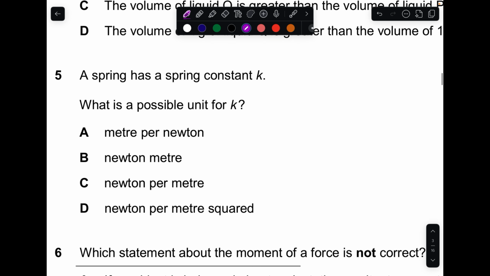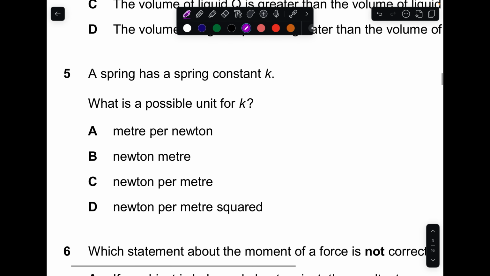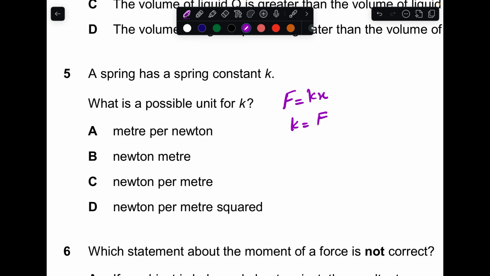In question 5, a spring has a spring constant K. What is a possible unit for K? If you remember Hooke's law, F is equal to Kx, so K is equal to F over x. So for F it can be newton, and for x it can be meter.